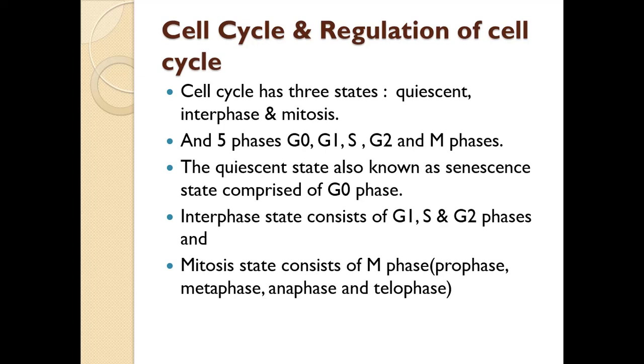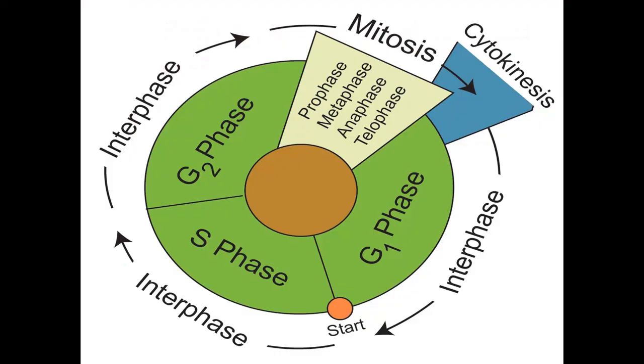The cell cycle has three stages, which are quiescent, interphase, and mitosis, and five phases: G0, G1, S, G2, and M phases. The quiescent state is also known as the senescent state, and it is comprised of the G0 phase. The interphase is comprised of G1, S, and G2 phases, which is shown here in green color. The mitosis state consists of the M phase, which is further subdivided into prophase, metaphase, anaphase, and telophase. This M phase is shown in gray color. You already know about these mitotic phases, so I think there is no need to go into detail.